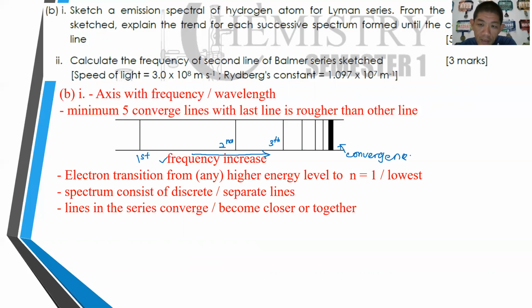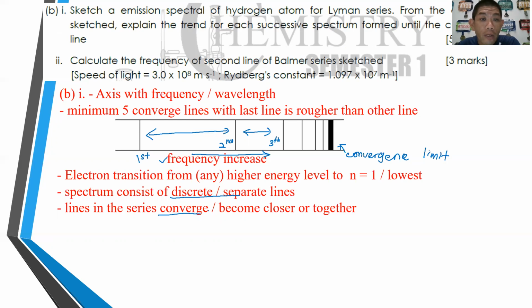Okay, so this is how the spectral line is formed. So you also have to explain that as the energy level increases, the differences become smaller, or we say that the spacing between spectral lines decreases and eventually converges. Okay, so with that, that is how you are going to sketch and explain the trend of each successive spectrum line until the convergence limit line, 5 marks in here.